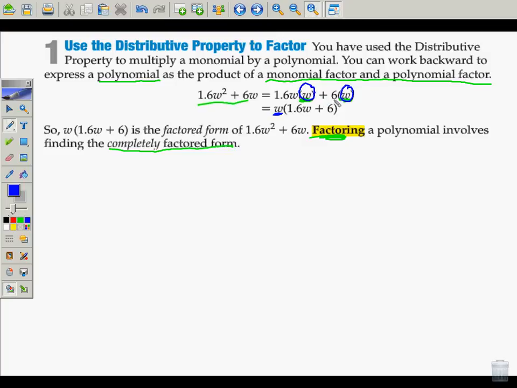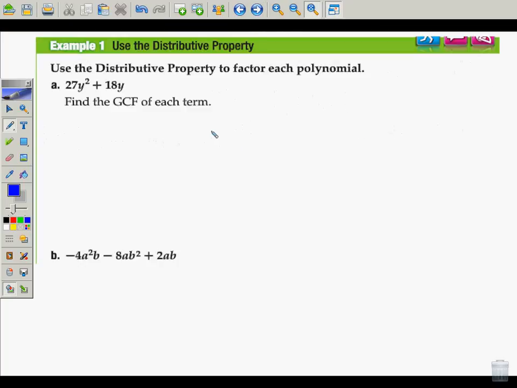So let's use the distributive property to factor each polynomial. First thing you need to do is find the greatest common factor of 27 and 18. And you could break these down into your factor trees. So 27 would break down to 3, 3, and 3. 18 would break down to 2, 3, and 3. This is just like what we did on the warm-up. Okay, and this is a 3 right here.